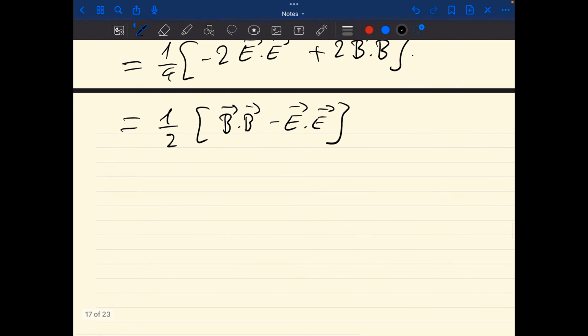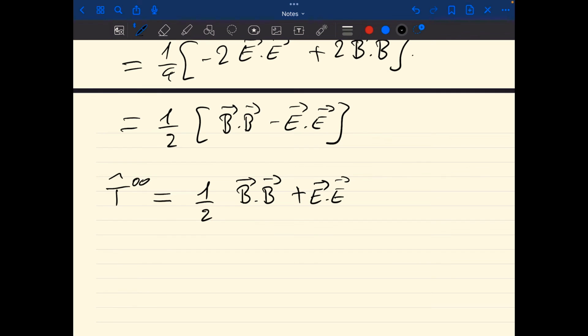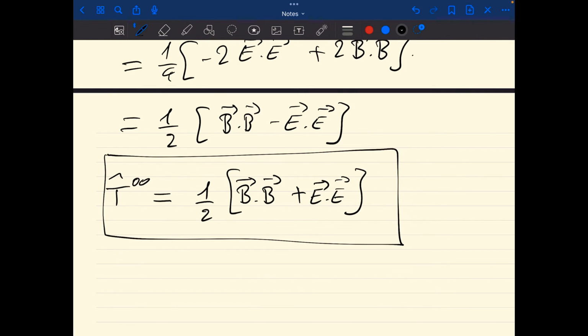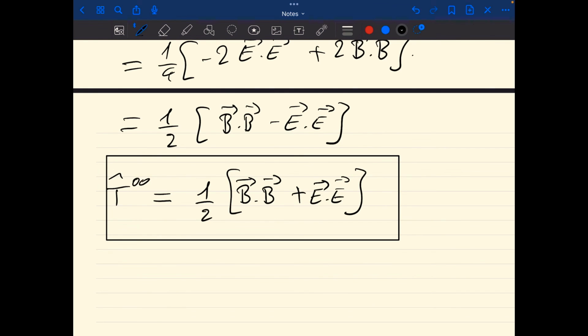So the conserved charge with respect to time translation is therefore 1/2 of B squared plus E squared, which is indeed the classical result that we know from the first lecture of electromagnetism. Okay.